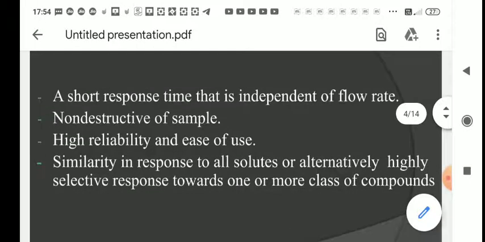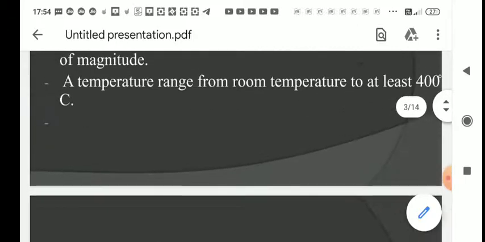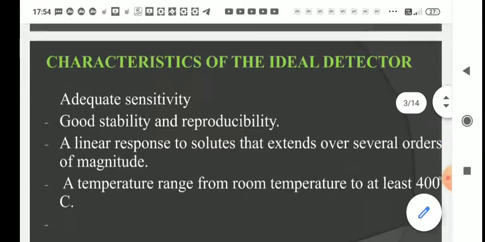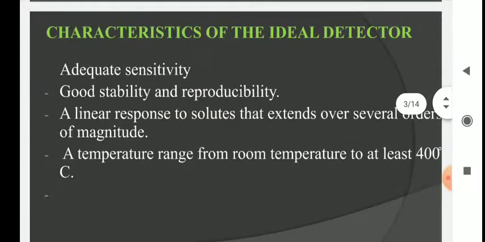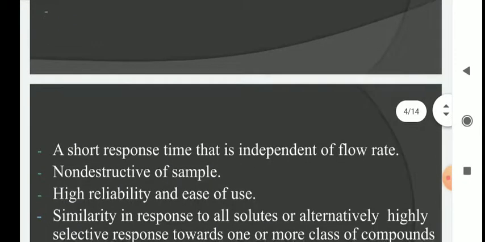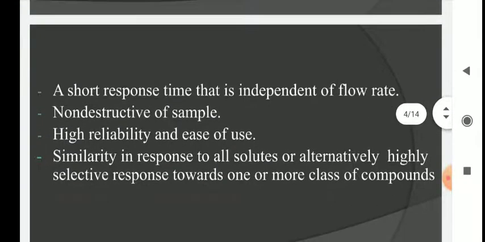So these are some of the properties an ideal detector should have: adequate sensitivity, good stability and reproducibility, a linear response to solutes that extends over several orders of magnitude, a temperature range from room temperature to at least 400 degrees, a short response time that is independent of flow rate, non-destructive of sample, high reliability and ease of use, similarity in response to all solutes, or alternatively a highly selective response towards one or more classes of compounds.